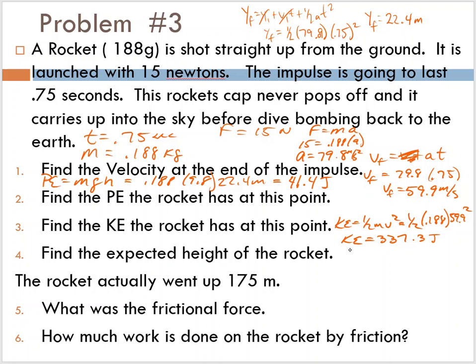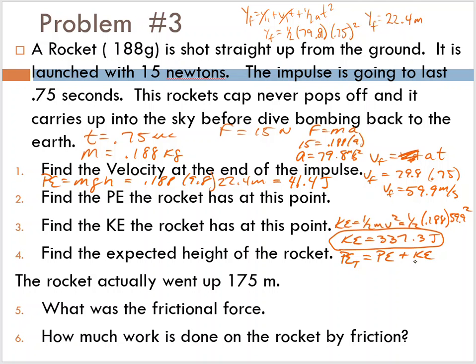Well, to find the expected height of the rocket, it tells me that the kinetic energy is 337.3. What is all of this kinetic energy going to do? It's going to be converted into potential energy. As it loses speed, it's going to be gaining height. So I would say that my total energy is going to be the potential energy it has already plus the kinetic energy that it currently has.